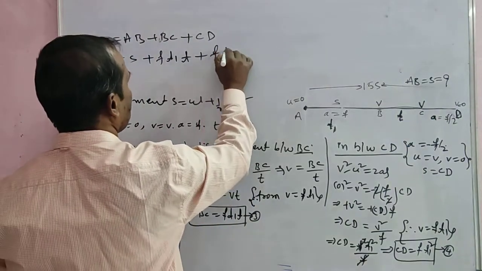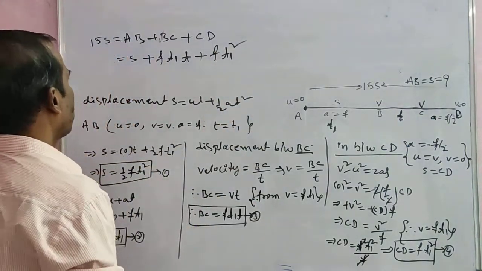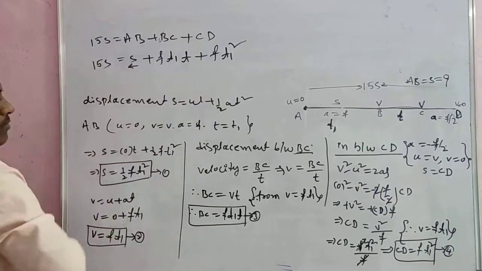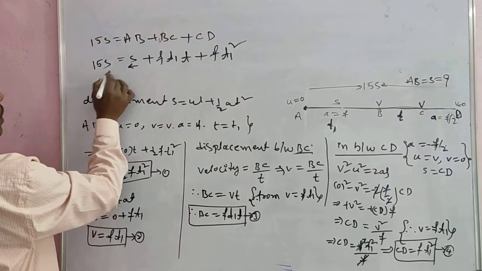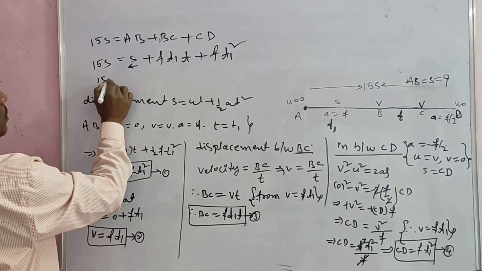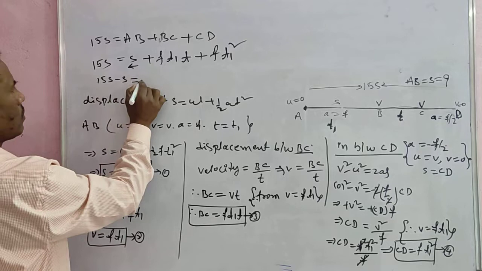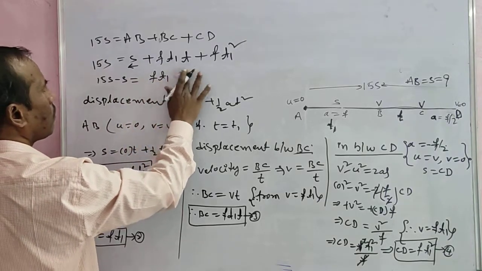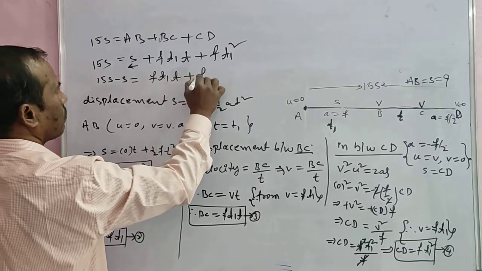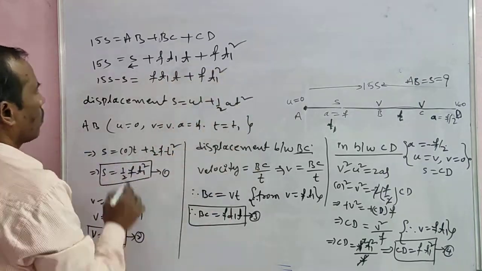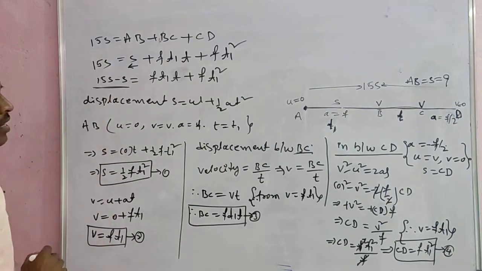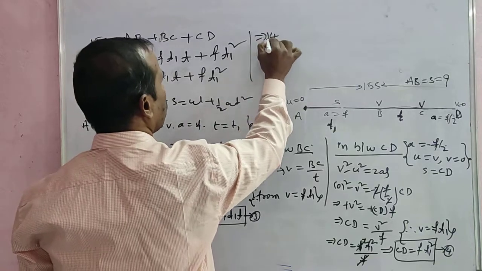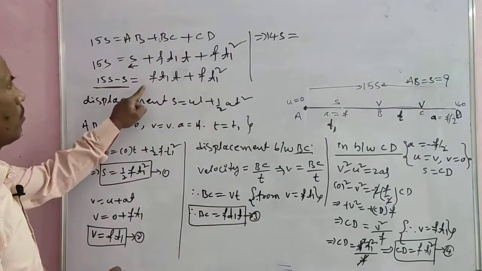So F T1 square, this is next 15S. Taking S to the left side, 15S minus S is equal to the remaining terms, F T1 T plus F T1 square. So 15 minus 1 is 14, which simplifies to 14S is equal to the remaining terms.